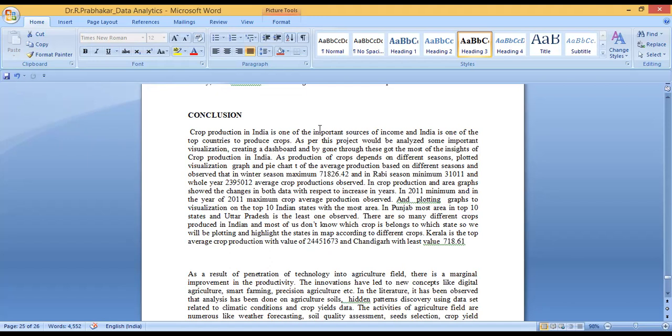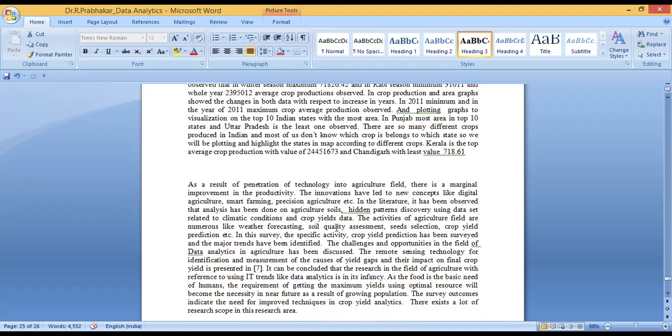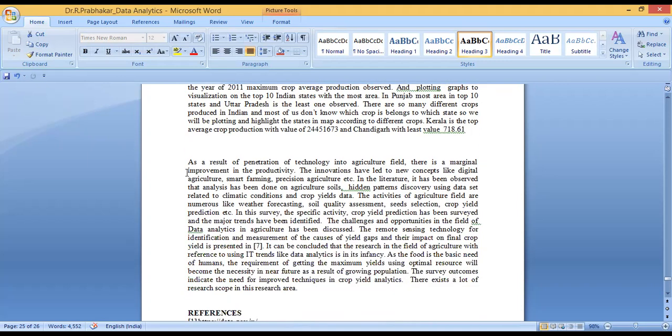Now, the conclusion. For the five objectives, the visualization graphs and column graphs were observed, and their statistics, maximum and minimum values, were observed and compared. As a result of the penetration of this technology into the agriculture field, there is a marginal improvement in productivity. The innovations have led to new concepts like digital agriculture, smart farming, and precision agriculture.